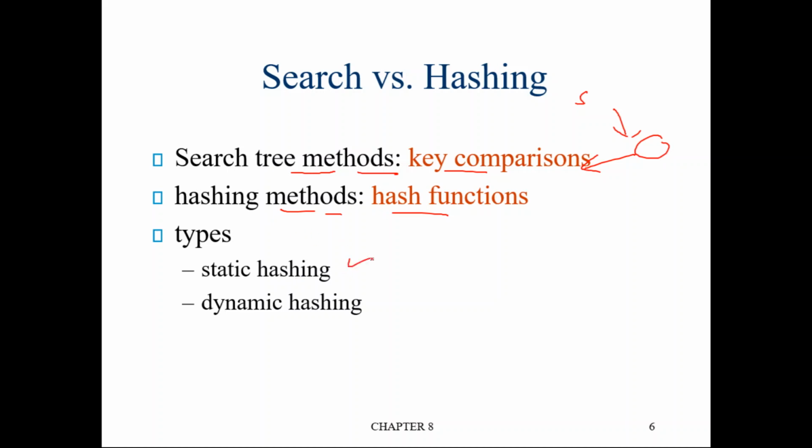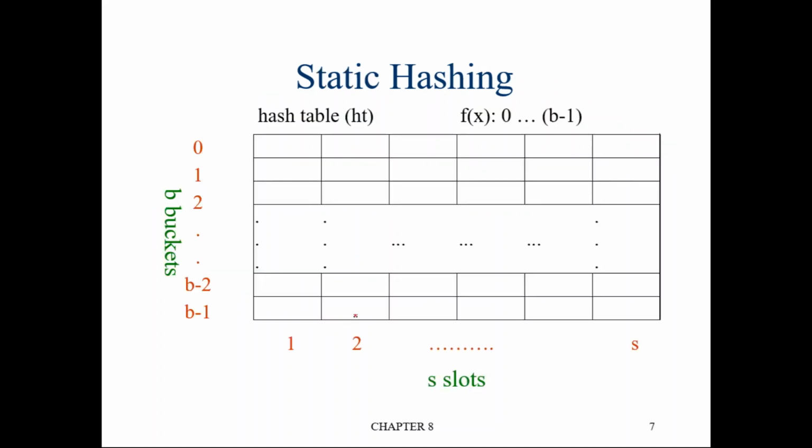One is called static hashing. The other one is called dynamic hashing. We are going to discuss only static hashing. We will not be discussing anything about dynamic hashing. So this is a typical hash table.